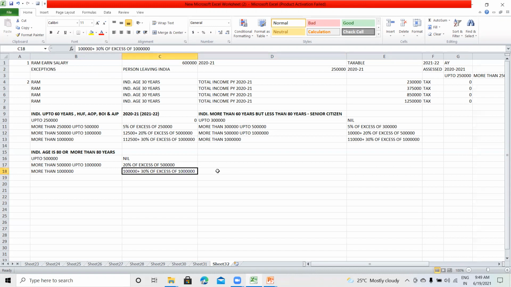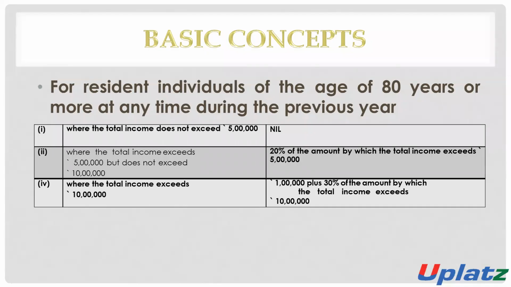So in this situation, in the case of a super senior citizen, where the total income does not exceed 5 lakh, the tax rate will be nil. If it is more than 5 lakh but up to 10 lakh, then 20% of the excess of 5 lakh. Where total income exceeds 10 lakh, then 1 lakh plus 30% of the amount by which the total income exceeds 10 lakh.